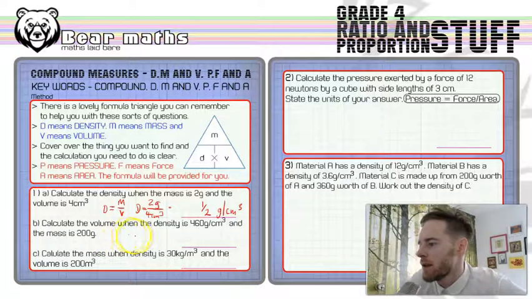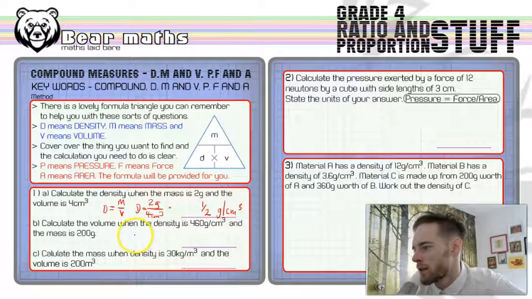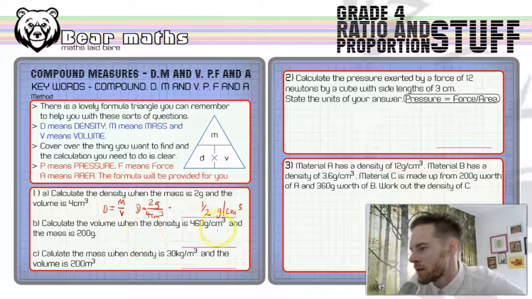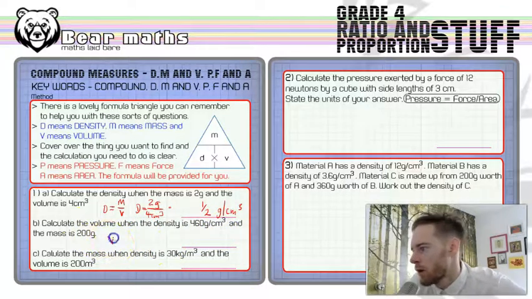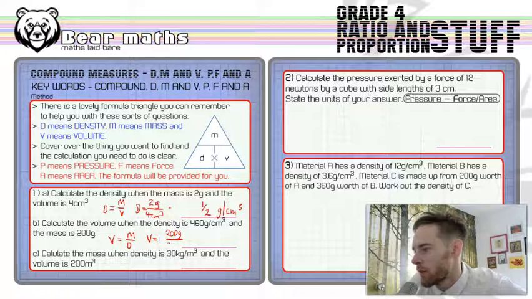So calculate the volume when the density is 460 grams per centimeter cubed. So we've got the density this time, and the mass is 200, we've got the mass as well. So the volume is equal to the mass divided by the density. The volume in this case is going to be equal to the 200 grams, just get it the right way around, divided by the 460 grams per centimeter cubed. Now, you don't have to worry about that, because the grams are going to cancel each other out and leave you with the centimeters cubed as your answer.